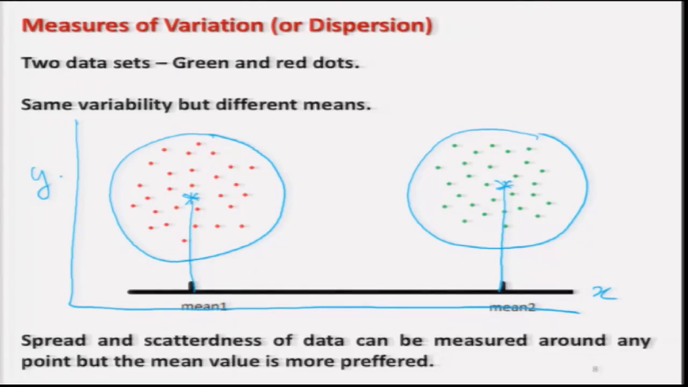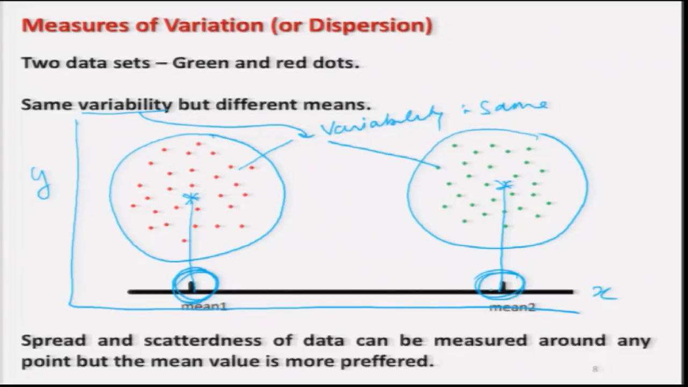So, you can see here that the variability in both the cases is nearly the same. I have tried to make it as close as possible graphically, but they have got different means. The mean of the first data set is here, calling it mean 1, and the data set 2 has a mean 2. So, you can see here even if the two data sets have got the same variability, they can have different means. Usually you will see that the spread or scatteredness or concentration can be measured around any particular point, but we will see that measuring this concentration or spread around the mean value, and particularly the arithmetic mean, is more preferable.